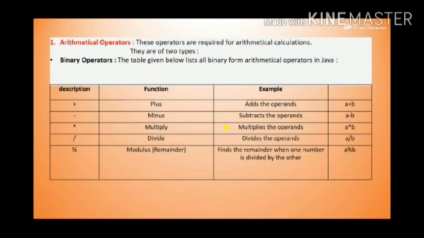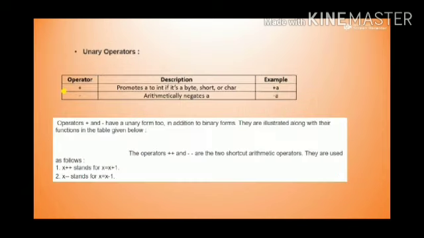These operators are required for arithmetical calculations. First of all, they are of two types. Binary operators. So you can see the table here: addition, subtraction, multiplication, division, and to get the remainder, the modulo sign has been used. As we discussed, plus and minus are binary operators, but they are unary operators also.